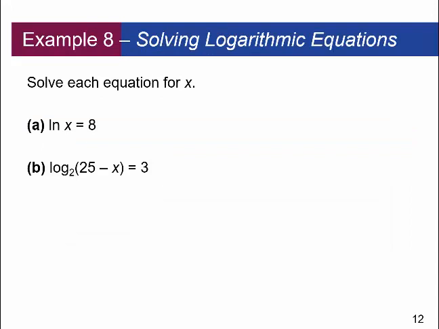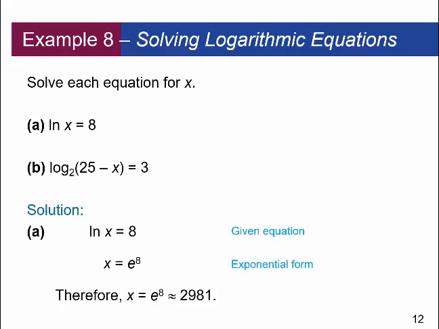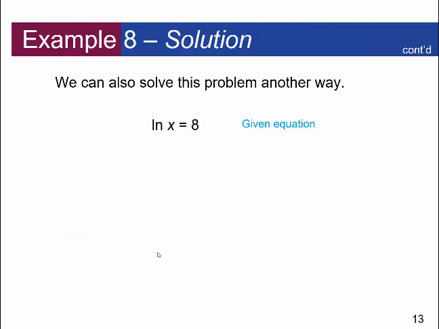Natural log of x is equal to 8, and then log base 2 of (25 - x) is equal to 3. Okay, so first off, this is in log form. You can solve this by just switching it to exponential form. This is log base e of x is equal to 8. So let me change this to exponential form. x is equal to the base, and this is the exponent, so x has to be equal to e to the 8th power. That's one way to solve it.